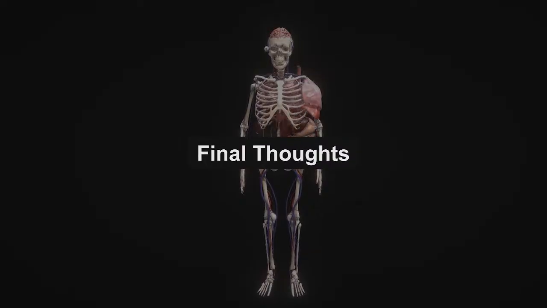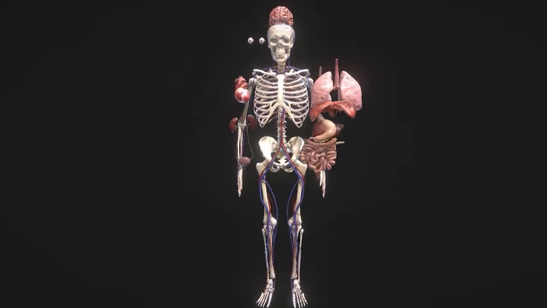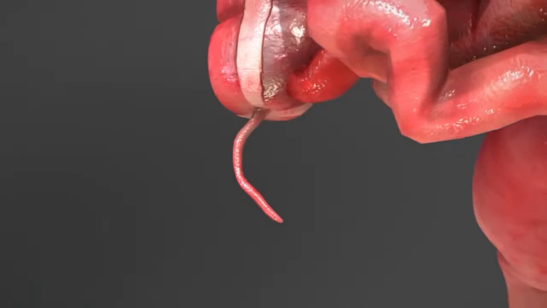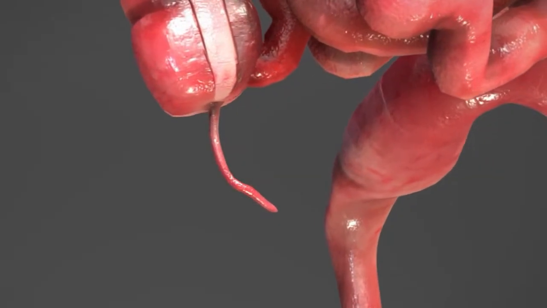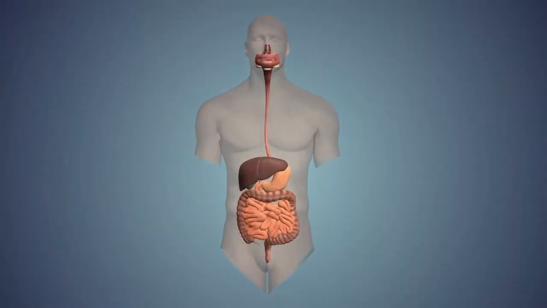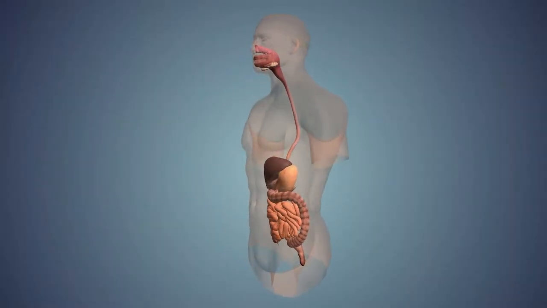Final thoughts: in human anatomy, every part of the body has a story. The appendix may be small and often ignored, but it's not useless. It helps protect and support our digestive and immune systems, especially in ways we didn't fully understand until recently.